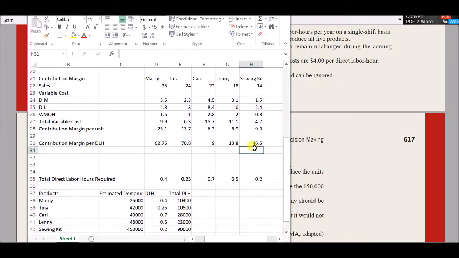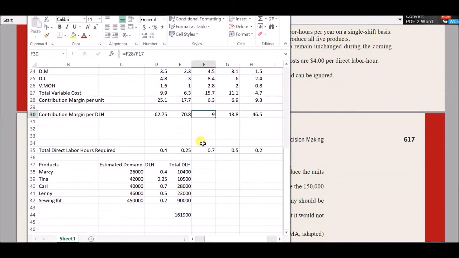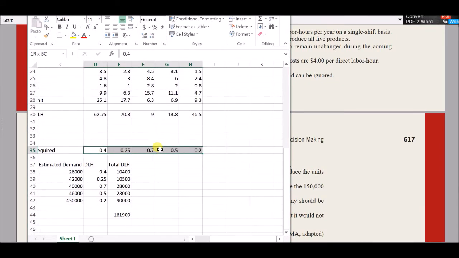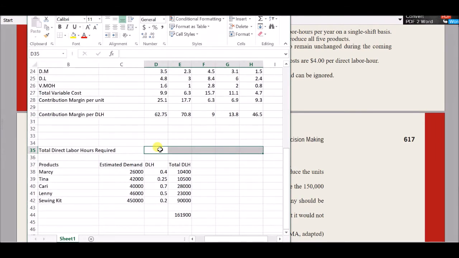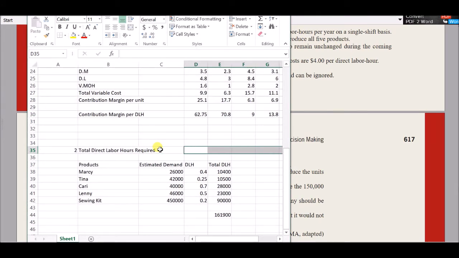Third is Saving Kit. We should fill its demand as well. And then Lenny as well. The lowest contribution margin comes from Carry. So we should allocate the minimum amount of our resources to Carry. So we can deduct our 11,900 hours from Carry. Currently Carry needs about 28,000 direct labor hours for next year.